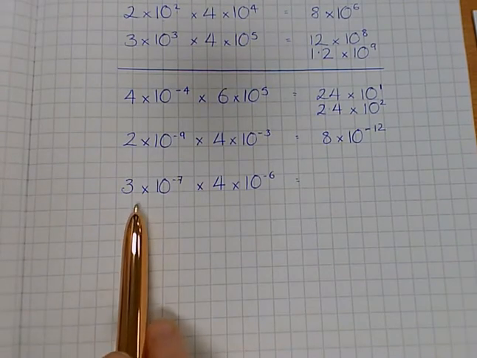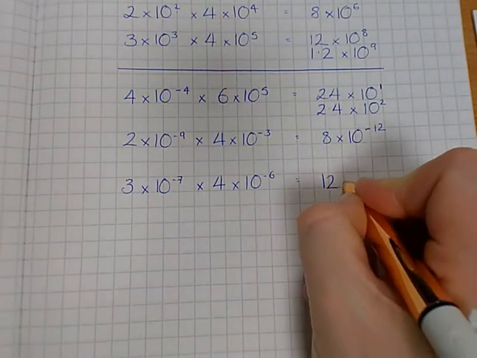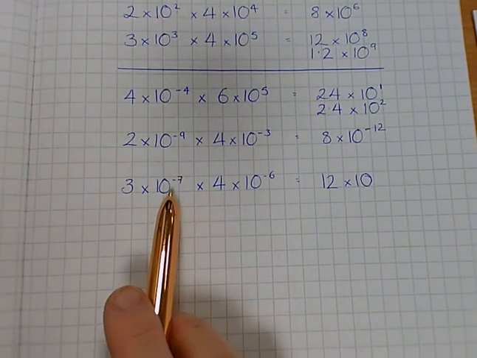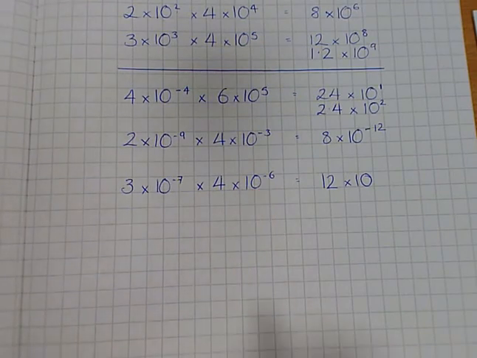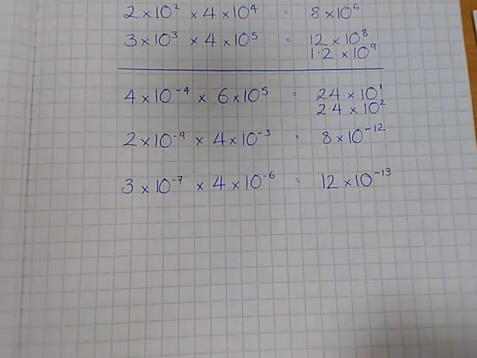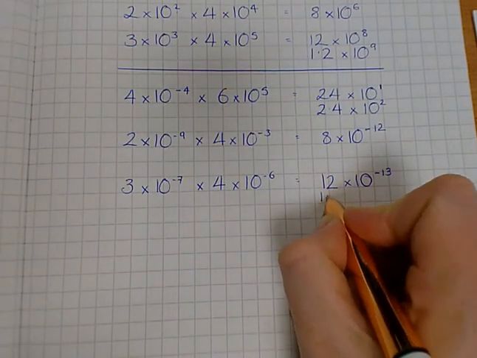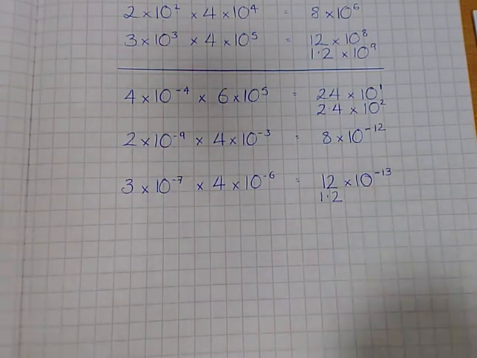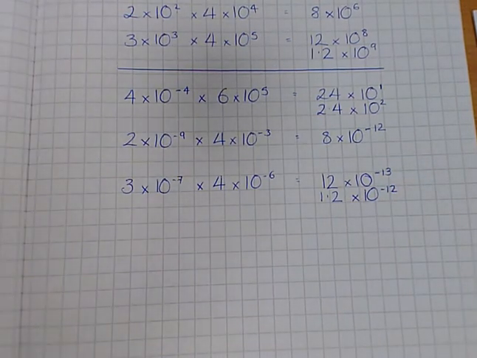My third example, we've got 3 times 10 to the power of negative 7 multiplied by 4 times 10 to the power of negative 6. So 3 times 4 is 12, times 10, and I've got negative 7 add negative 6, which is going to give me negative 13. I need to make sure that this is below 10, so I'm going to divide by 10 to get 1.2. So if I'm dividing this side by 10, I need to multiply this side by 10. So thinking about the negative numbers here, that's going to be negative 12.